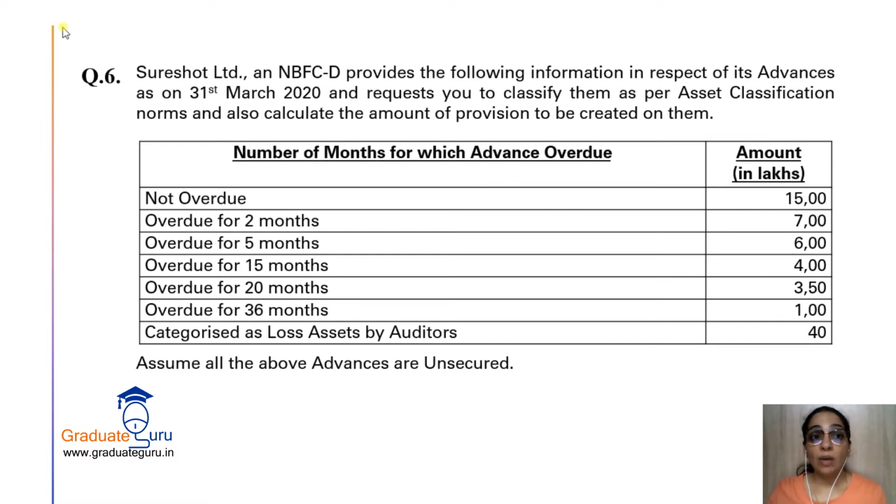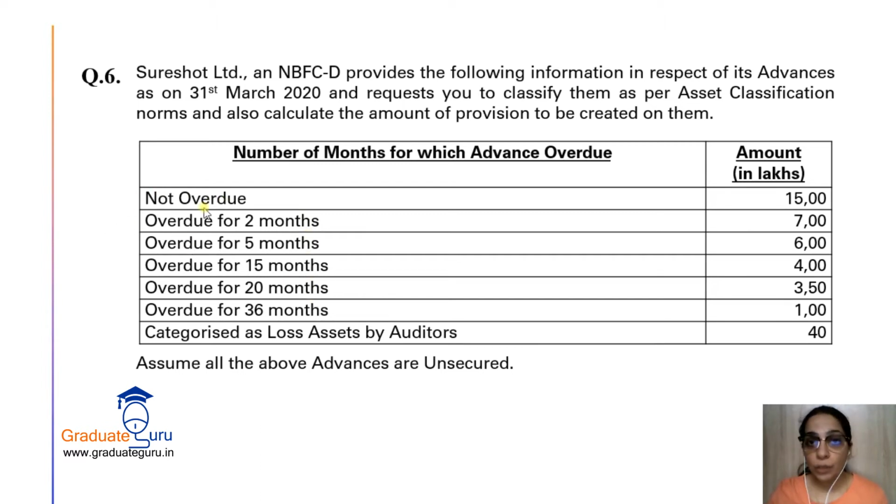Okay. So now let's do question number 6, where we will classify the asset and also create the provision. So SureShot Limited in NBFC D provides the following information in respect of its advances as on 31st March 2020 and requests you to classify them as per asset classification norms and also calculate the amount of provision to be created on them. And here we are given for how many months the amount has been overdue.